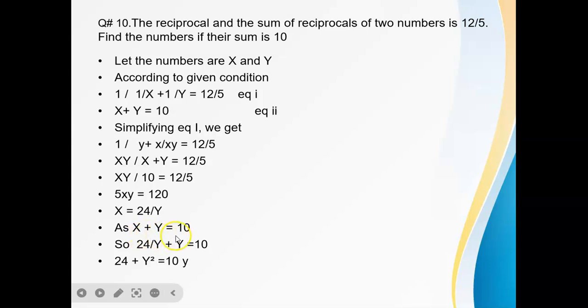Because x plus y equals to 10 was our second equation, here we will replace the value of x as 24 by y plus y equals to 10, which results in 24 plus y square is equals to 10y. We will convert it into standard form and then we will break the middle term to get two factors of the given expression.